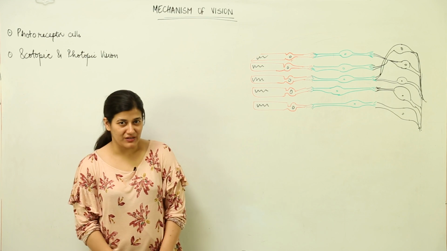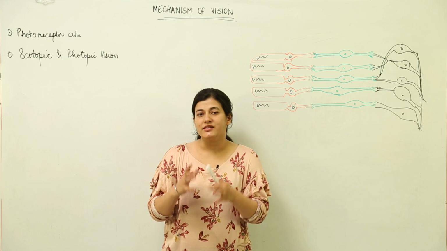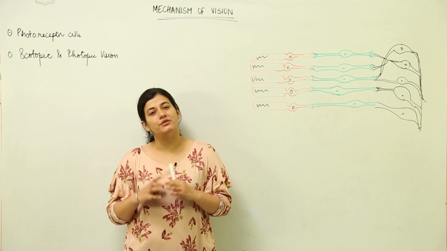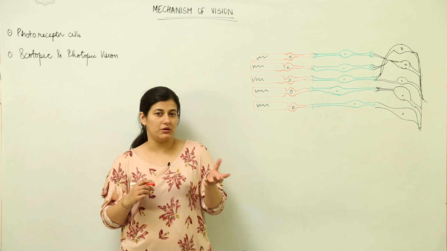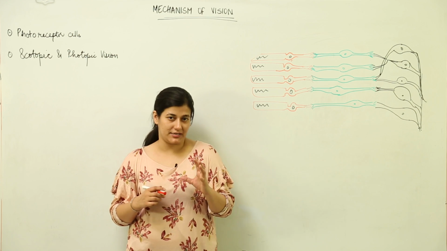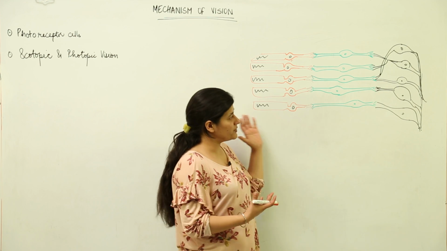Having seen the anatomy of the eye, next we are going to deal with the mechanism of vision. As you know, the image is going to be formed on the retina. So first of all, let's talk about the cells of the retina, how the cells are arranged in the retina. If you have to dissect a retina, this is my way of presenting it.